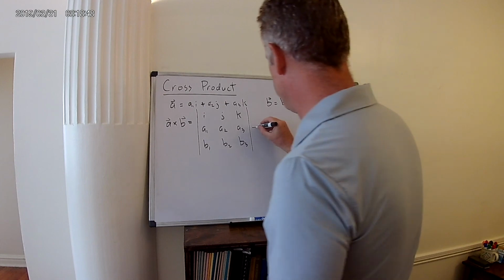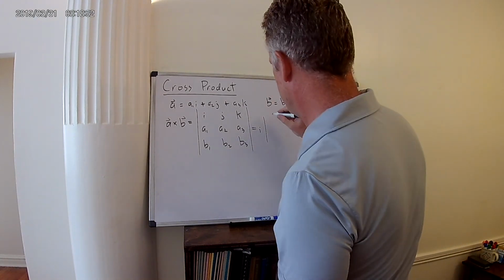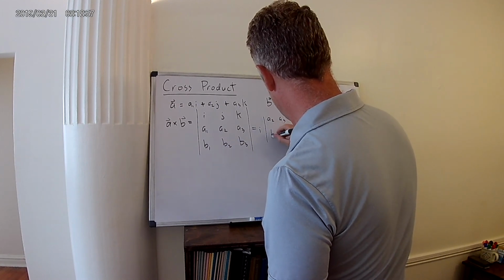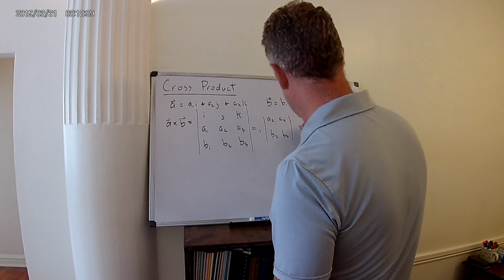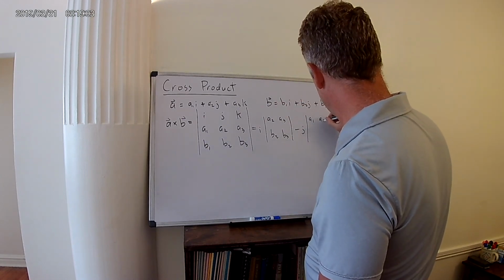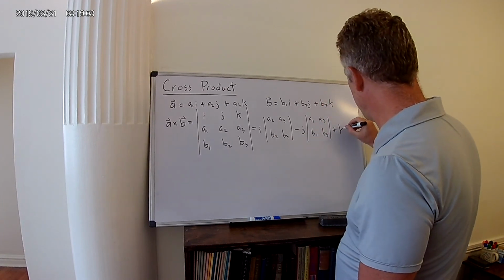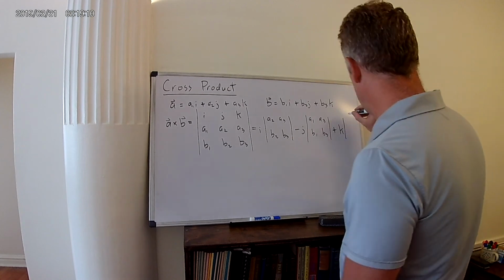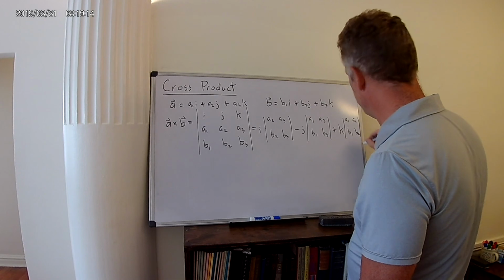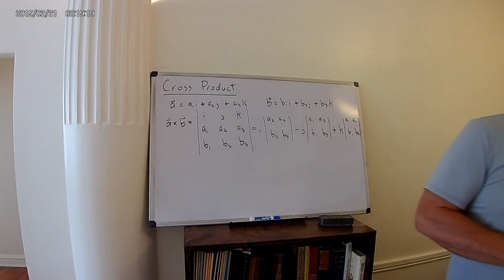And we can write this in terms of 2 by 2 matrices. This is I times (A2, A3, B2, B3), minus J times (A1, A3, B1, B3), plus K times (A1, A2, B1, B2). So this is the definition of the cross product.